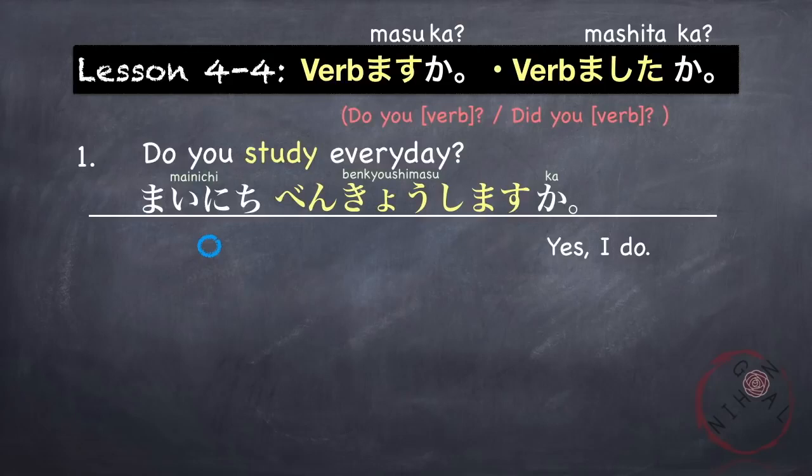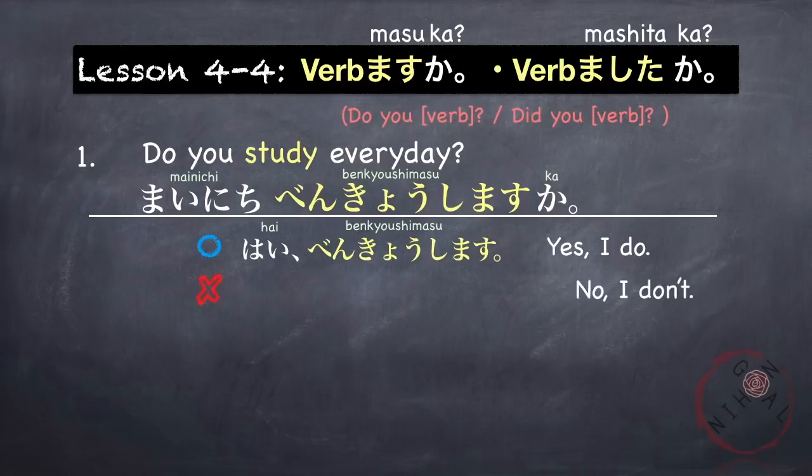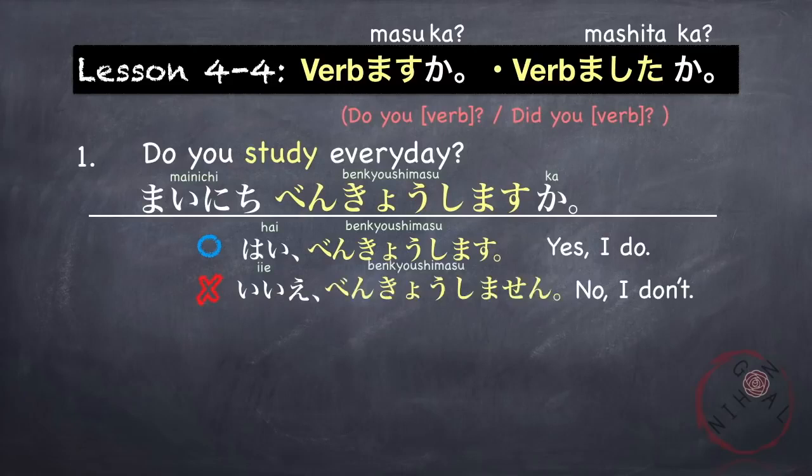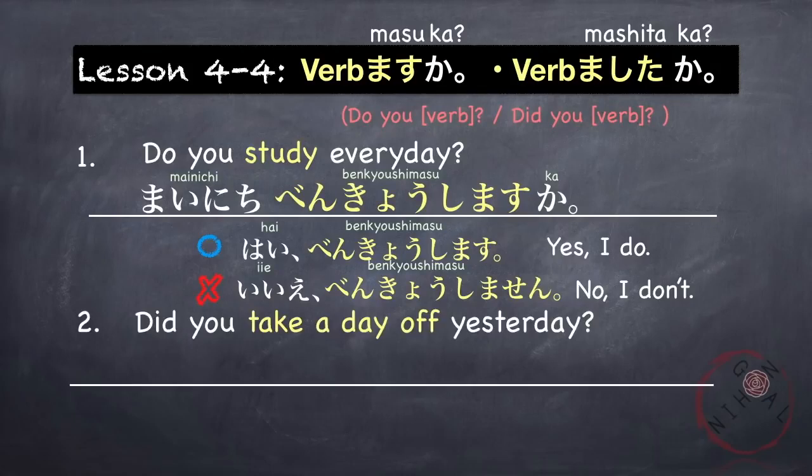But you have to repeat the verb. For example, yes, I do. はい、勉強します。If not, no, I don't. いいえ、勉強しません。Another example, did you take a day off?